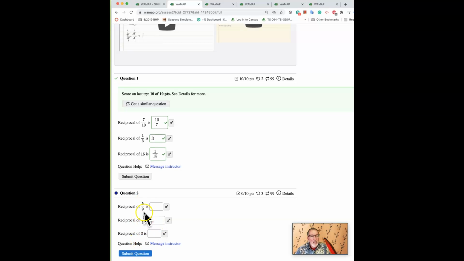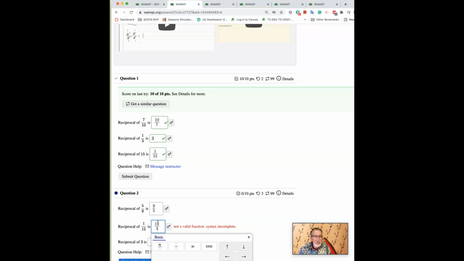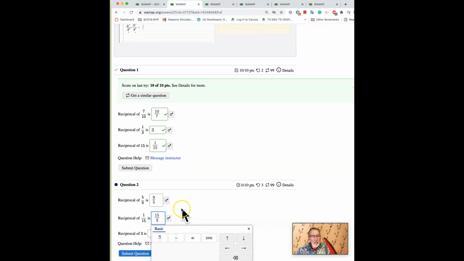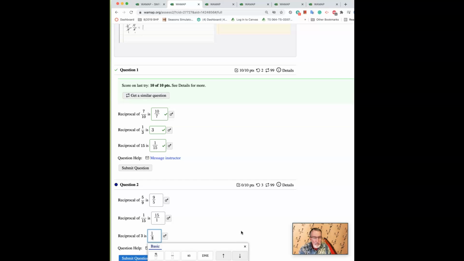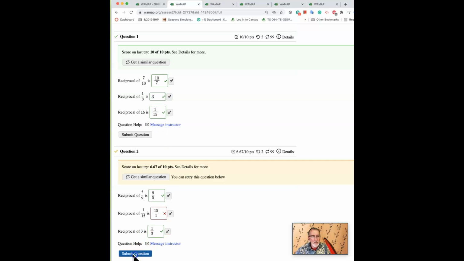We've got almost the same numbers. So we've got 9/5, and then 15. Did we do 15/1? I'm going to try it: 15/1. See if they take it, if they ding us. And the reciprocal of 3 would be 1/3. Okay, so they're going to give you a problem that has a 1 in the bottom or a whole number. Let's see. So they do consider this wrong.